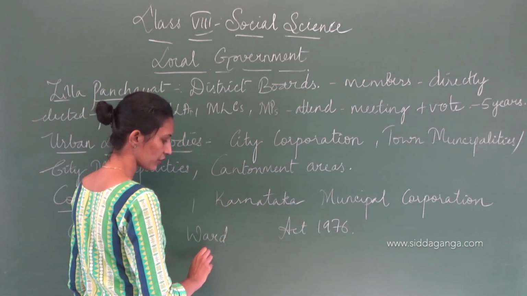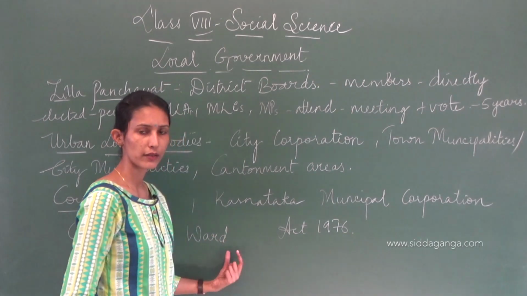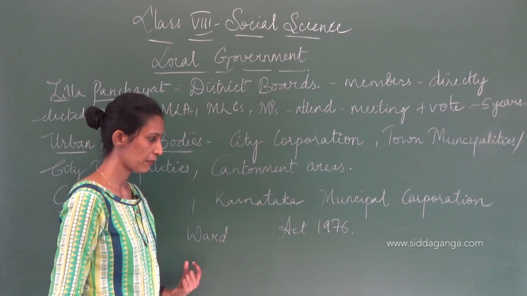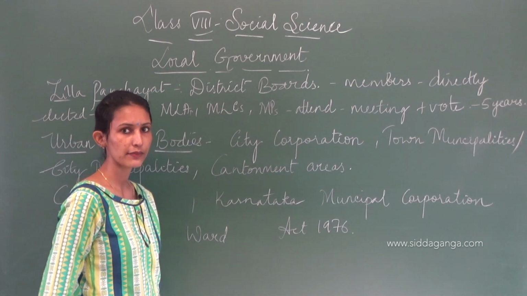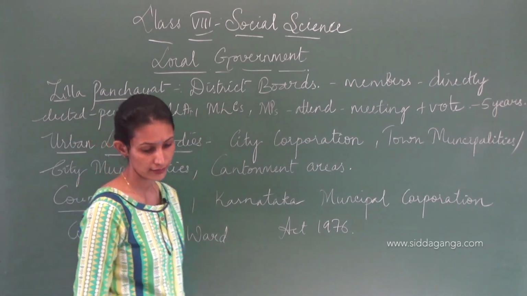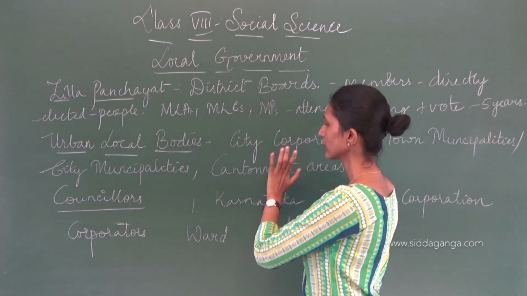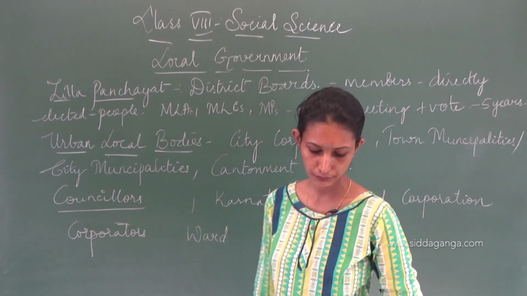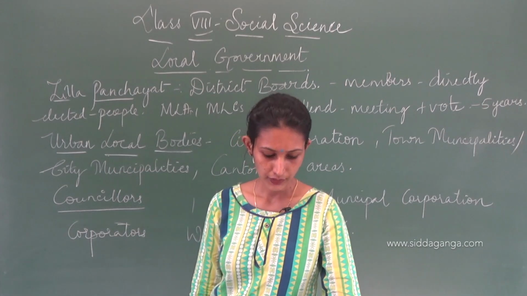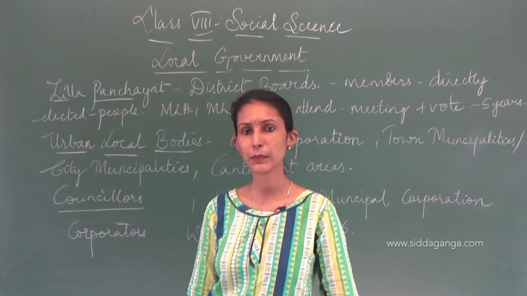Now if I belong to this ward, my ward will be represented by one of the members there, and I will vote in his favor or not in his favor. Then he goes on to take power here in the city corporation or the Mahanagara Palike. Now these corporators are directly elected by the people of that city.